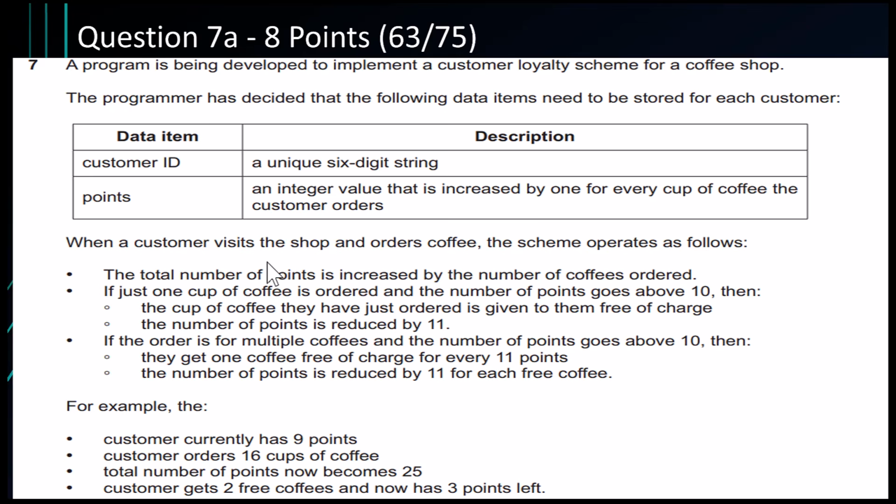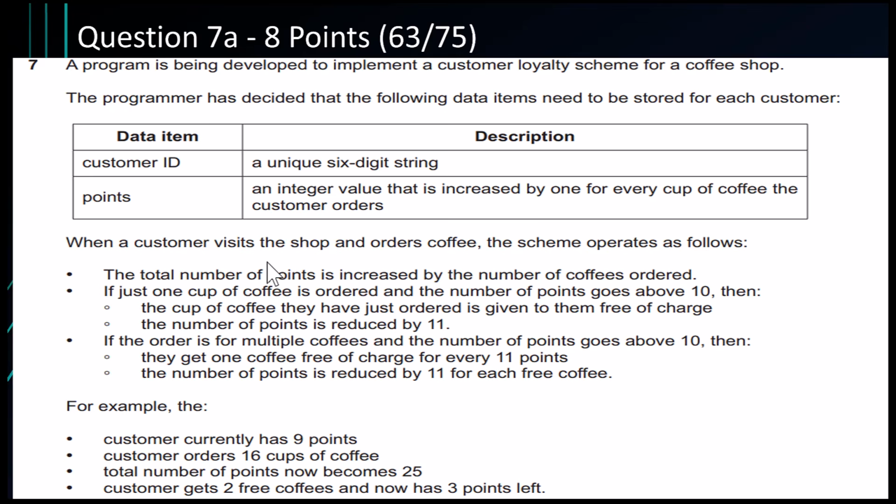Because if they have 10 points and order a cup of coffee, we're going to increase it by 1, which brings them to 11. Well, we just gave them that cup of coffee for free, which is why we're reducing it by 11, because when you cash in your 10 points and get your free cup of coffee, you're set back to 0. Here, they're incrementing it, and then they're subtracting 11. So that's why they're doing that.